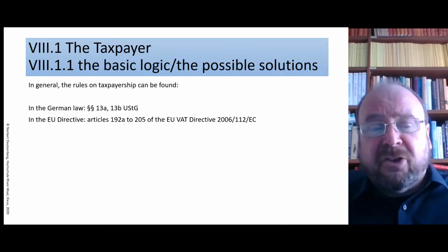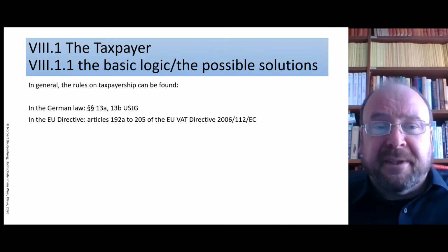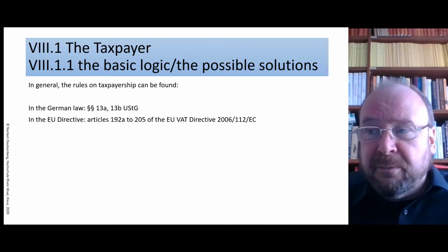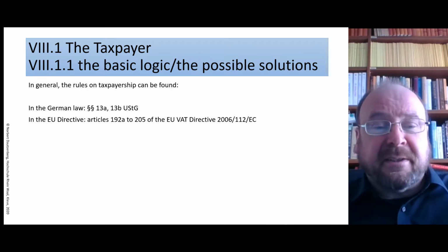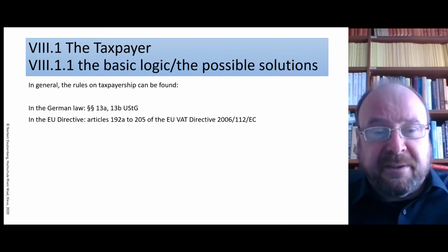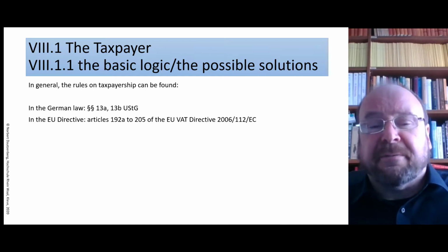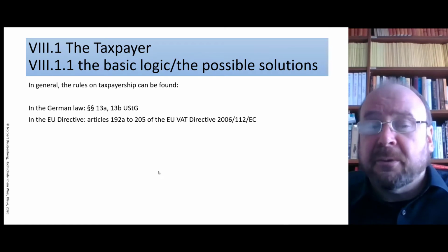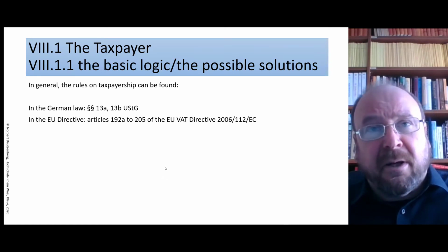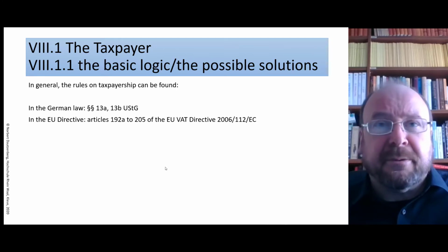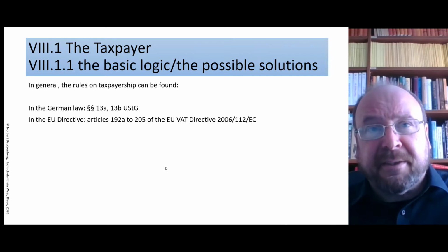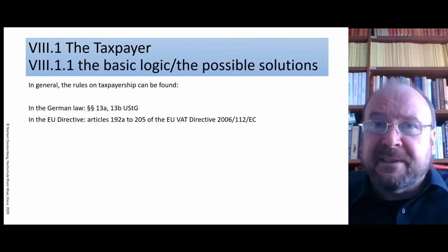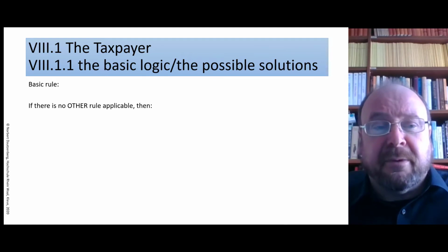So in German law, you can find the rules on taxpayership in paragraphs 13a and 13b of the Umsatzsteuergesetz. In the EU directive, Articles 192a to 205 deal with the problem. So you see, evidently there is a multitude of rules. The sheer extent of the articles already shows you it's not always a simple thing.